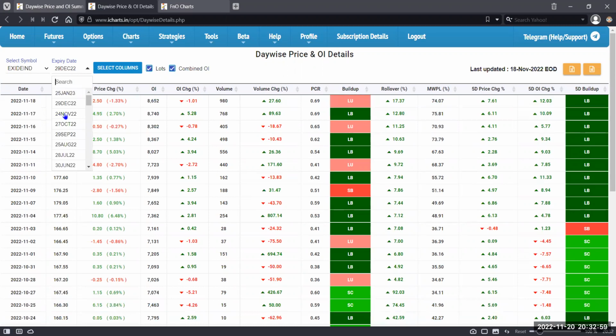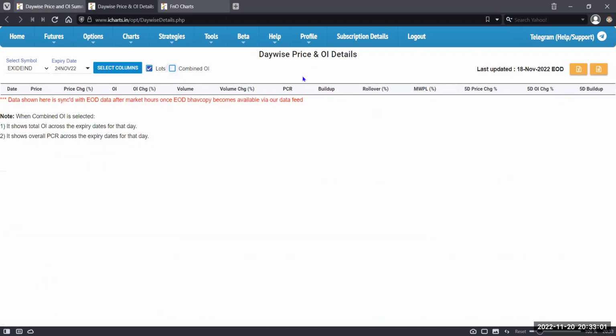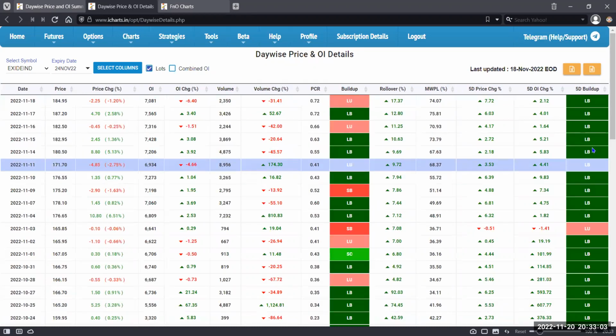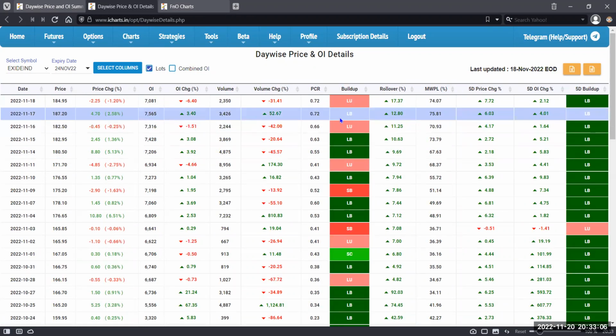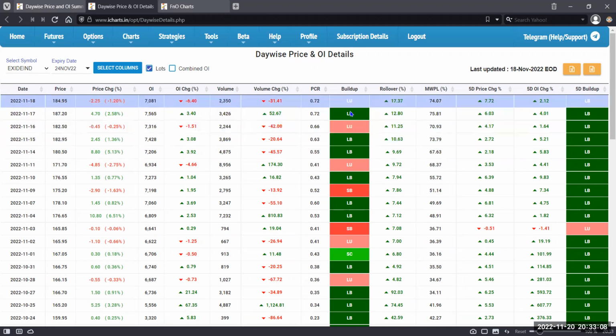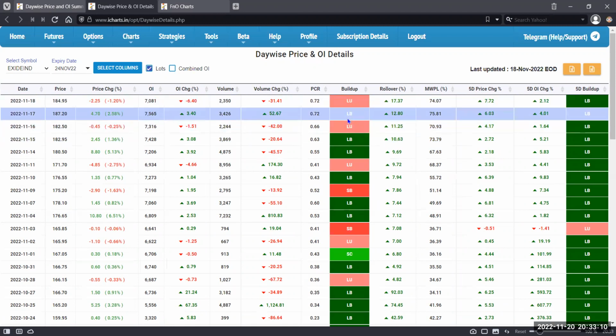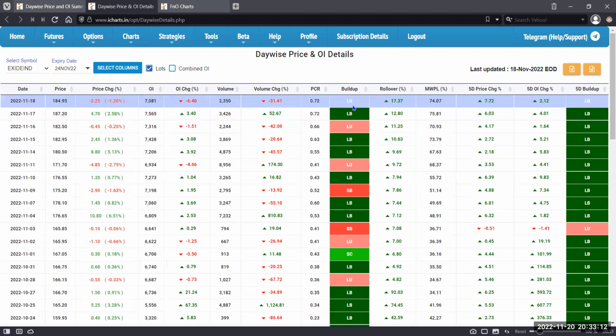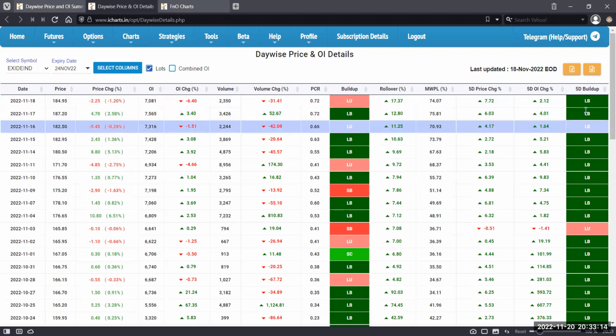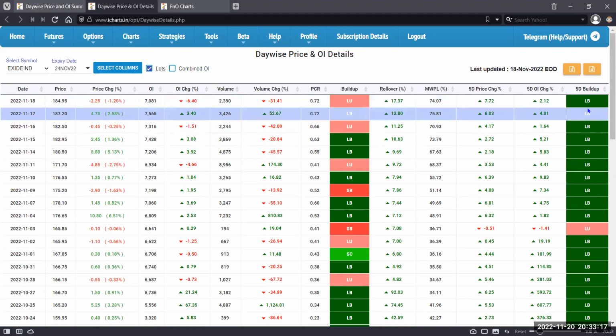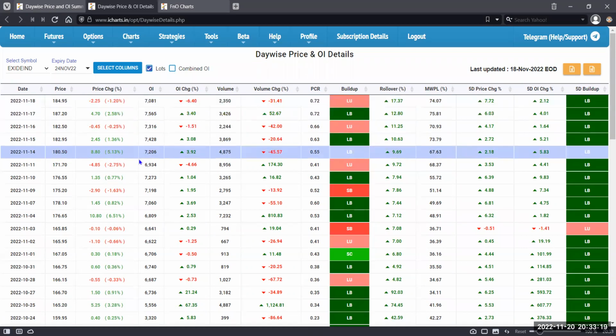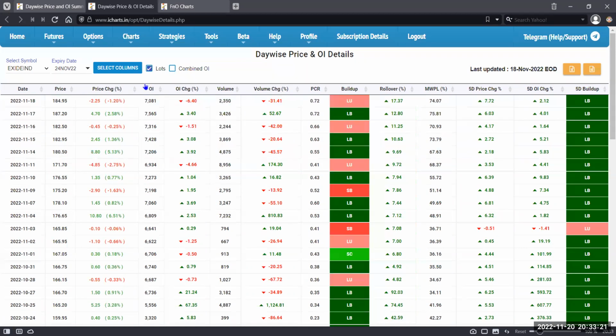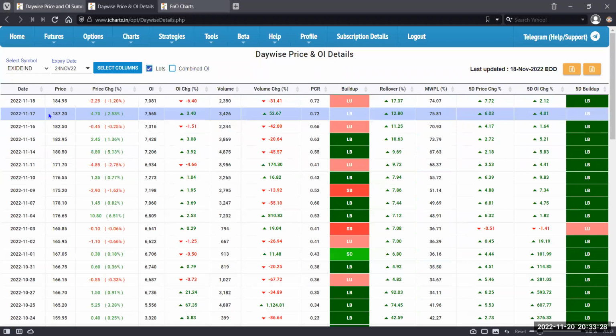No, instead of December, you'll have to uncheck combined OI and only do this. Only here, then you will know if this starts to consistently show unwinding. I mean, not this way, but continuous 4-5 days of unwinding, and then this also will switch over to long unwinding. Only then you will get an indication. Okay. So you will have to uncheck combined OI and check this. So we uncheck the combined OI and then look at the daily buildup for that particular expiry.